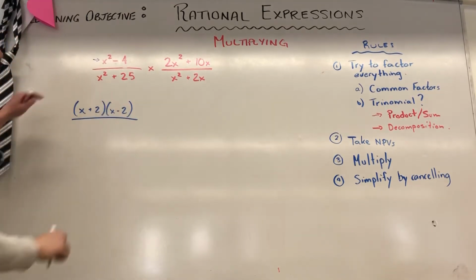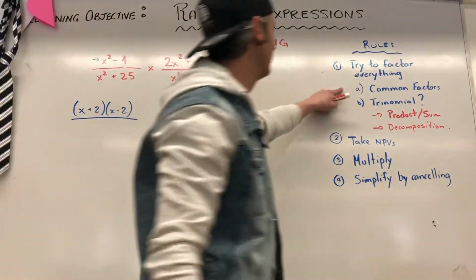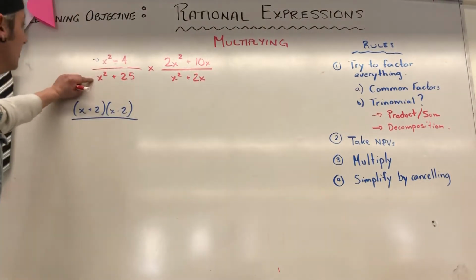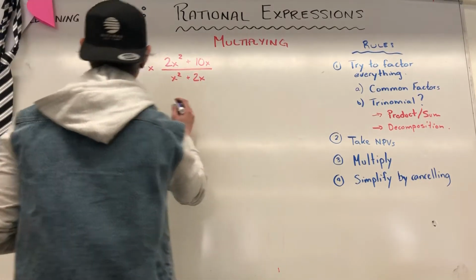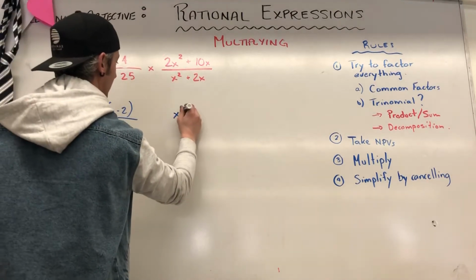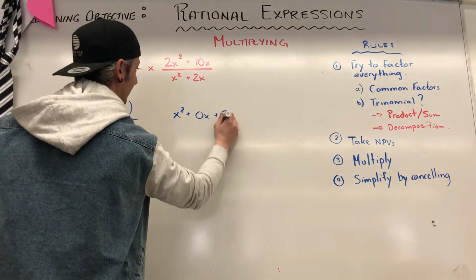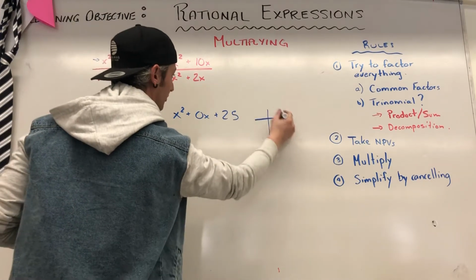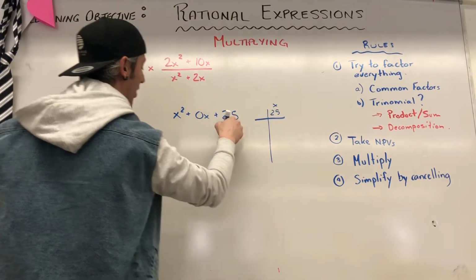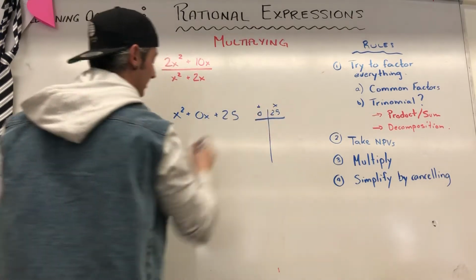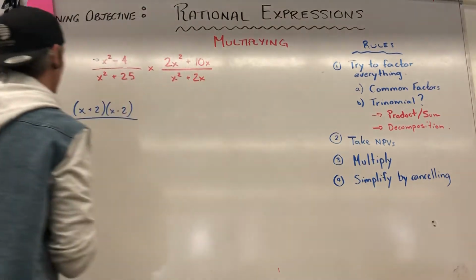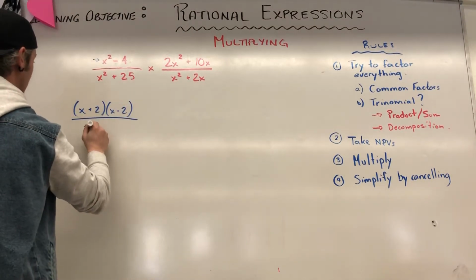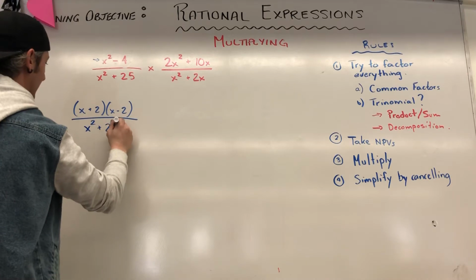This guy on the bottom, I can't pull out any common factors, just like I couldn't up here. And that's a positive 25. So there's no way we can factor this because I could rewrite this as x squared plus 0x plus 25, and then I'd be looking for 2 numbers that multiply to positive 25 and add to 0, and it's impossible. So that's going to stay the way it is, unfortunately, but maybe it'll work out. So that's going to be x squared plus 25.